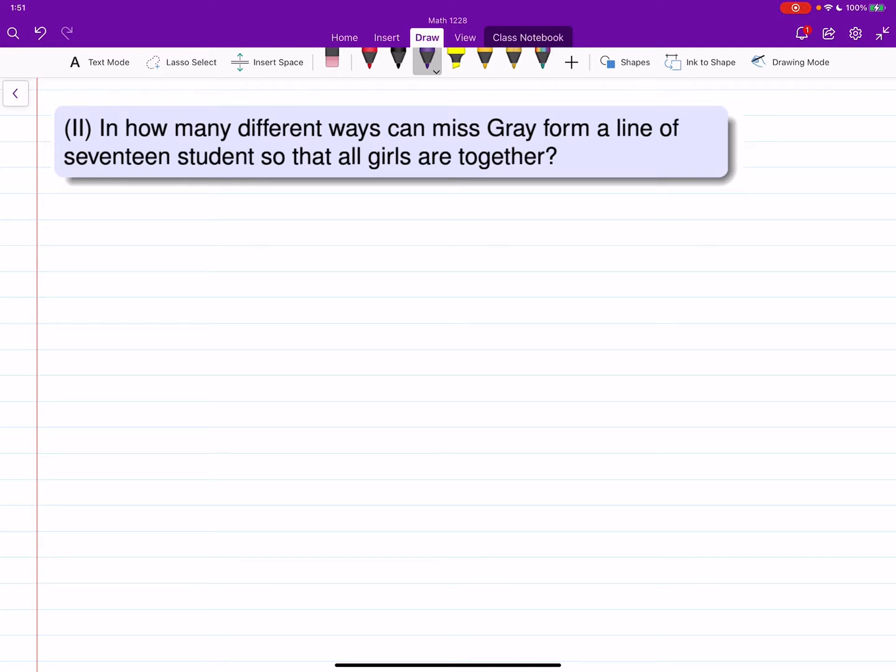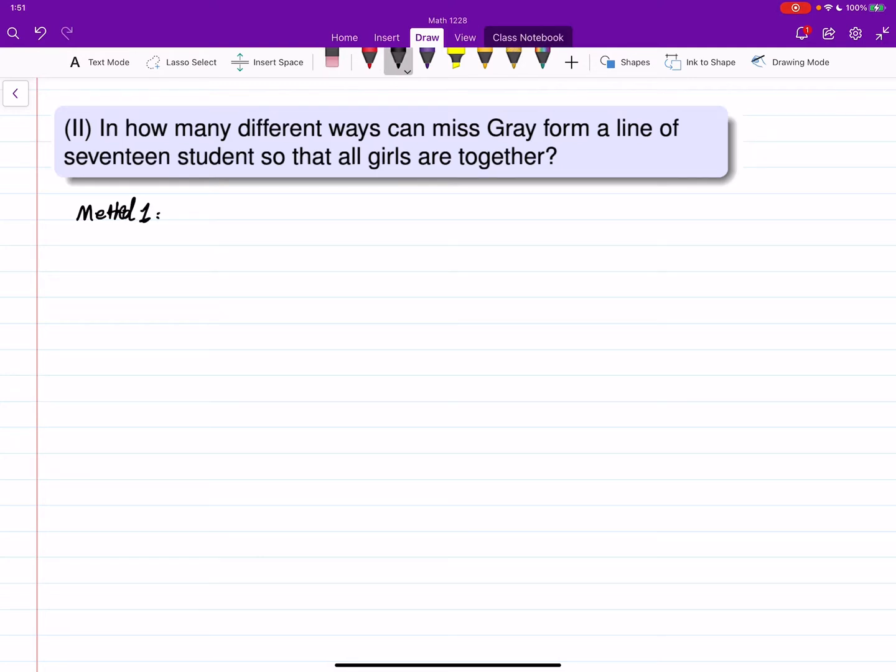In part 2, she wants to form a line of 17 students so that all girls are together. So we are not going to count the cases that, for example, start with one girl, then a boy, and then other girls. That couldn't be. So this is not just a permutation without any condition. To count these cases, we will give you 2 methods.